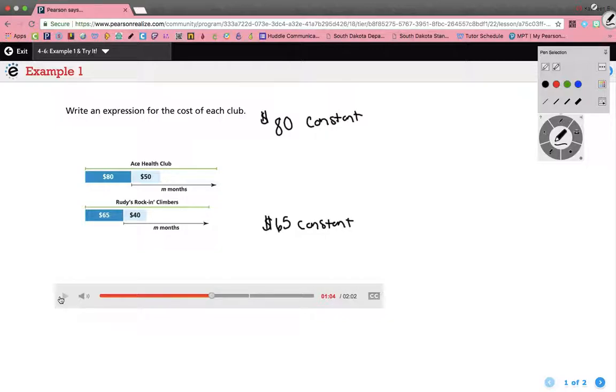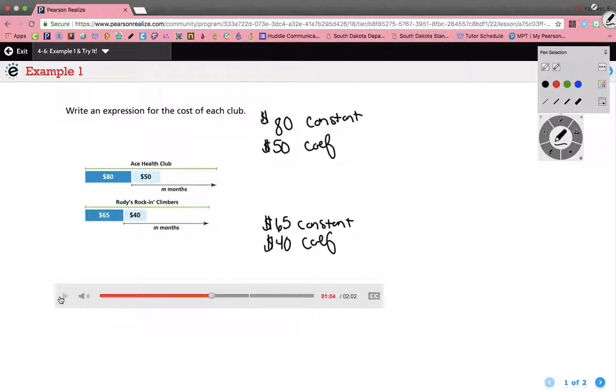Which means that the other one has to be our coefficient, because we're only in two-step equations here. So we have a constant and we have a coefficient. We know that for the health club, $50 is our coefficient. And down here we know that $40 is our coefficient. Just that alone, we can start to set up an equation.